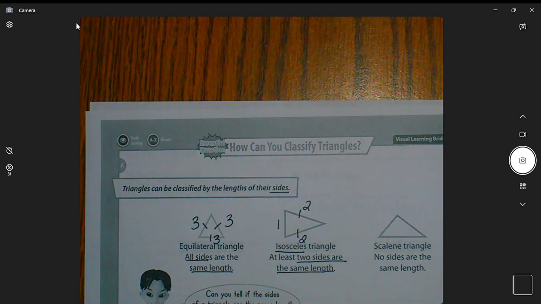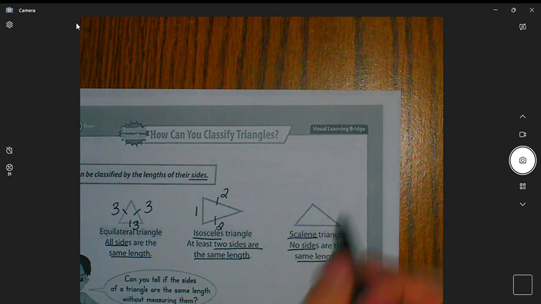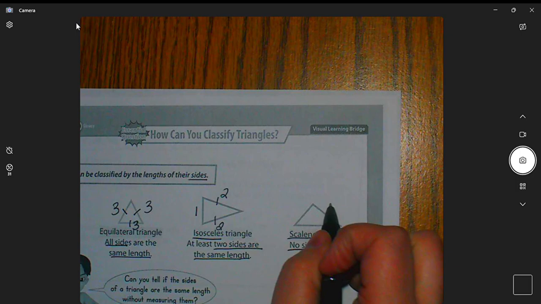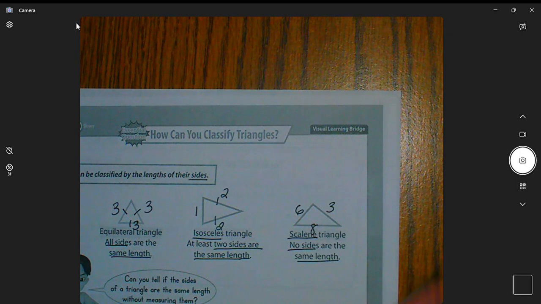A scalene triangle is also a new word, scalene. It means no sides are the same length. So I can't mark any sides. So I could have 3, 6, and 8. And they would all be different measurements.